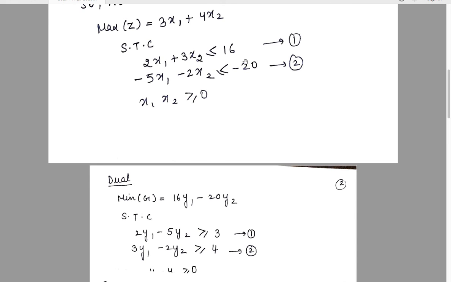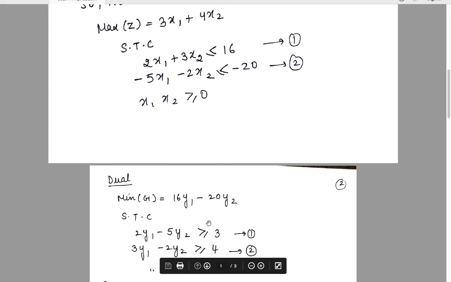These two values which are written on the right hand side of the primal will be written in the objective function of dual with new variable. So 16y1 minus 20y2. So this is my new objective function. I will write the constraints now. You can see the value in the first column is 2 and minus 5. So these two values will be written in row now, 2 and minus 5 with new variables, 2y1 minus 5y2. Now the sign will be changed.